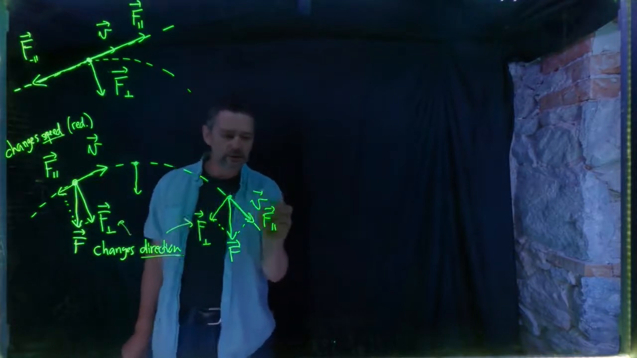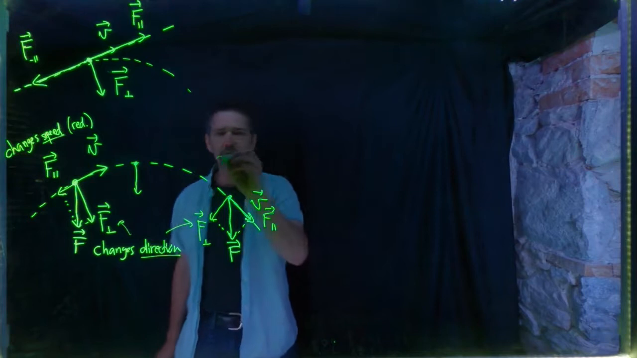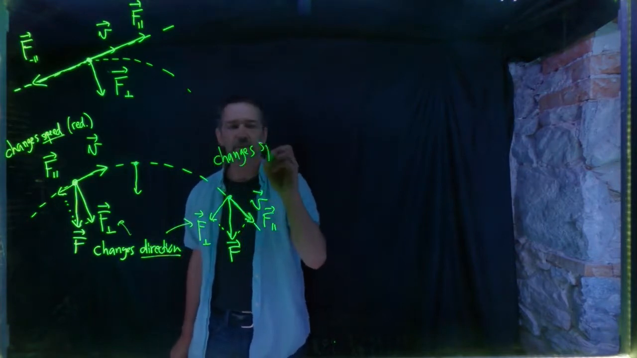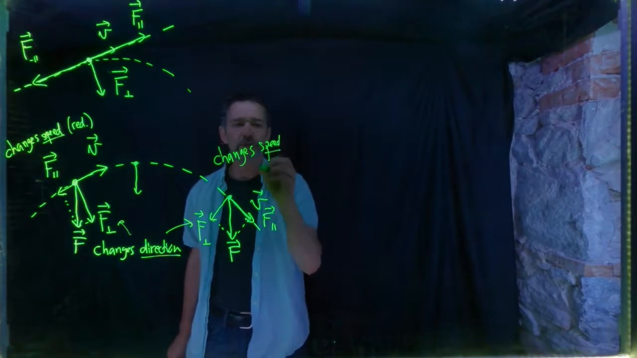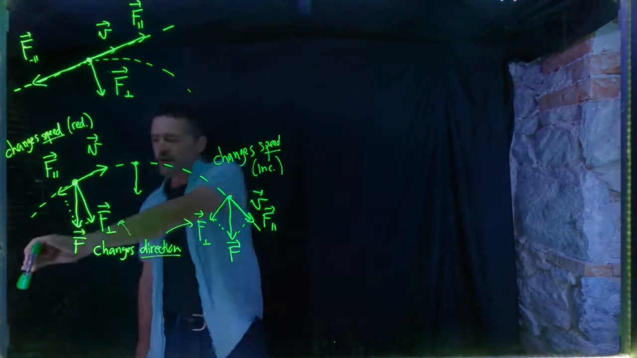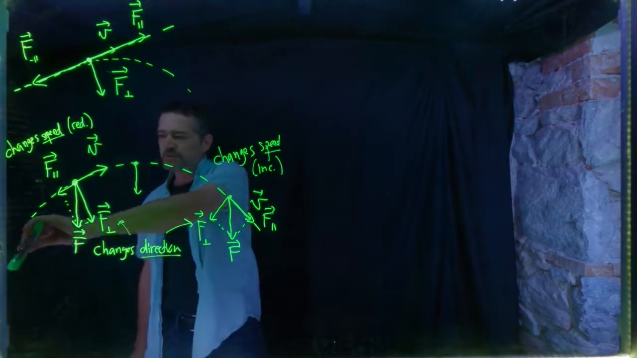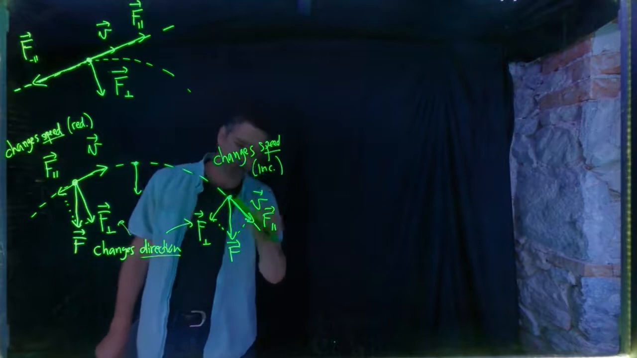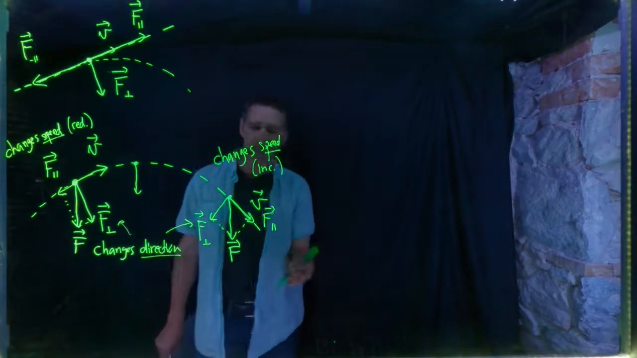Okay, and then this component of the force, F parallel, changes the speed, or the magnitude of the velocity. In this case, it is increasing the speed. So on the way up, the speed is ever decreasing, slower, slower, slower, slower, reaches minimum speed here, and then the speed ever more increases on the second half of its trajectory.